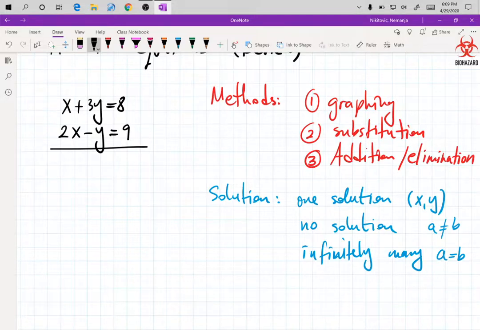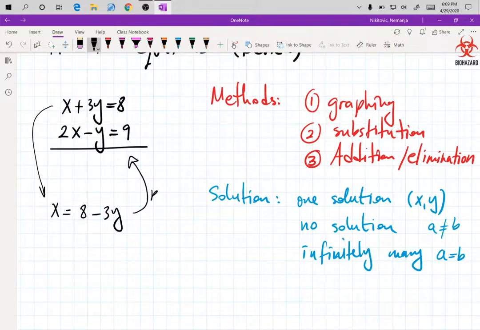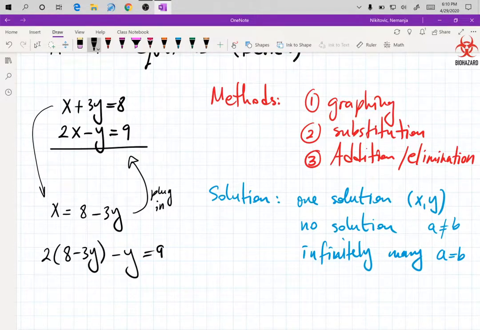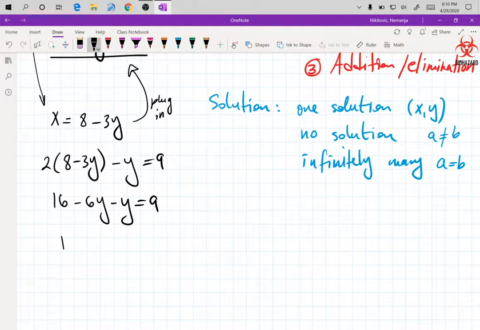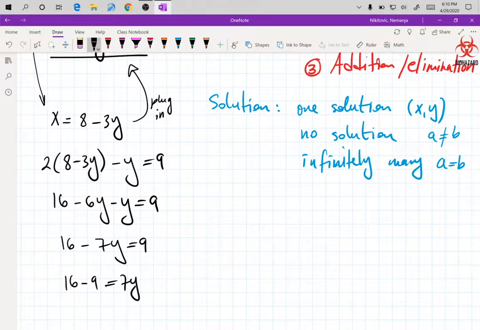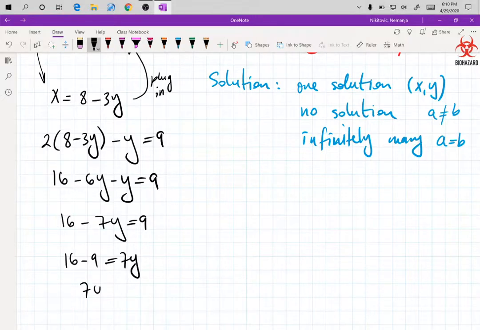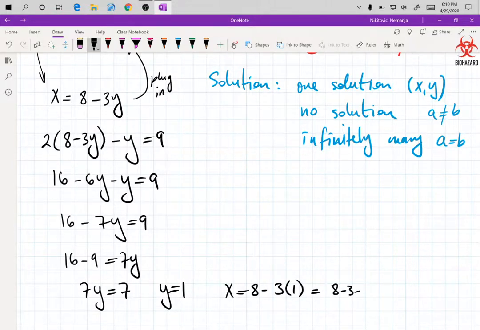So, for instance, substitution method, right? You take one of these equations and you solve it for x or y. So from here, x is equal to 8 minus 3y, and now you plug that in. So you have 2 times 8 minus 3y, minus y, equals 9. That gives us 16 minus 6y minus y equals 9. And now you have 16 minus 7y equals 9. So this is 16 minus 9 equals 7y when you swap the sides. And you get 7y equals 7, y is 1. And since x is equal to 8 minus 3 times y, which is 1, you get 8 minus 3, which is 5. And we have (5, 1) as our solution.